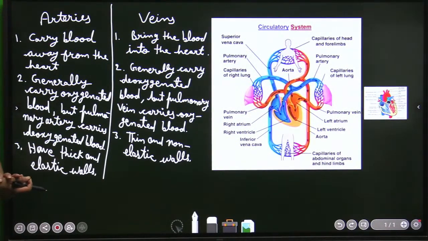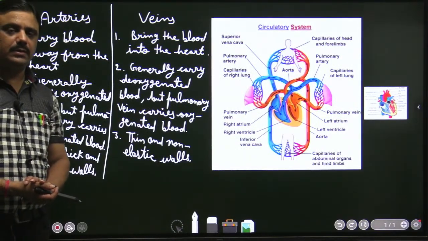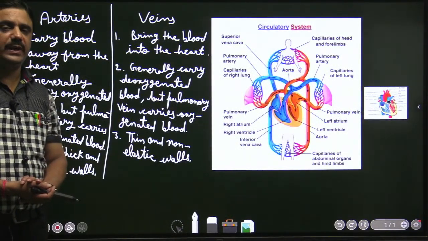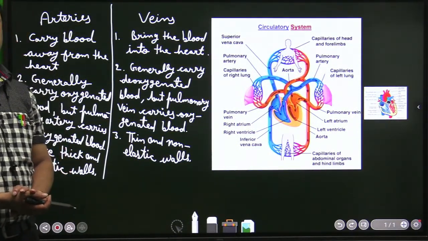Now we can talk about the blood pressure. What is the meaning of blood pressure? When blood flows into the vessels, it exerts a pressure on the walls of the vessels. This is known as blood pressure. The pressure exerted by the blood on the walls of blood vessels during its flow is known as blood pressure.